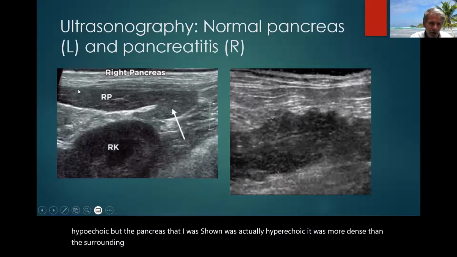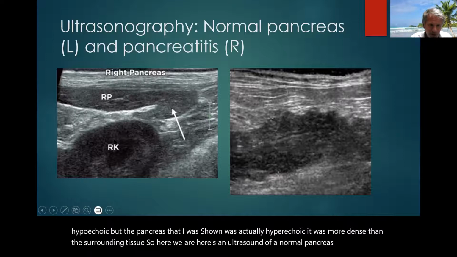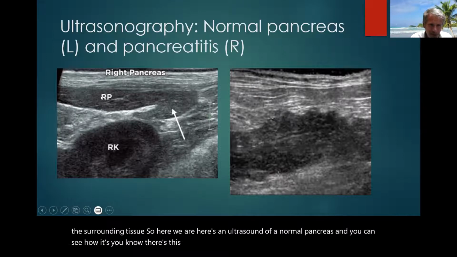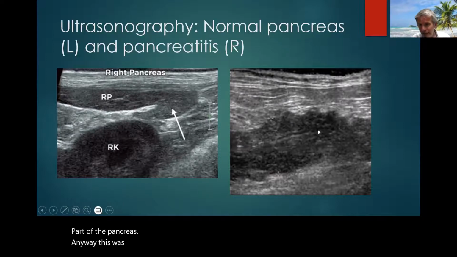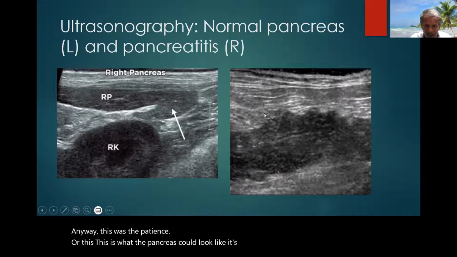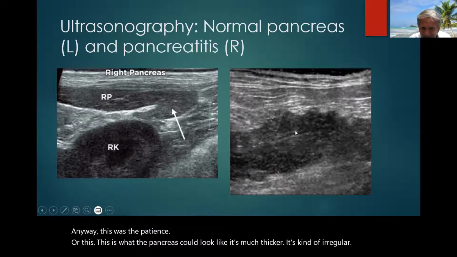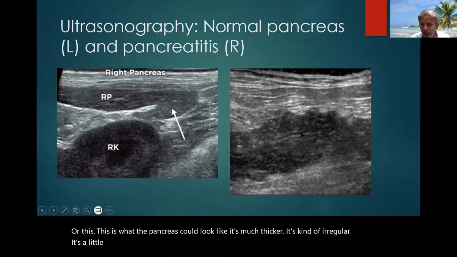So here's an ultrasound of a normal pancreas, and you can see the right kidney, and that's the right part of the pancreas. This is what the pancreas could look like in this patient. It's much thicker and kind of irregular. It's a little more hypoechoic, probably because it's full of fluid.